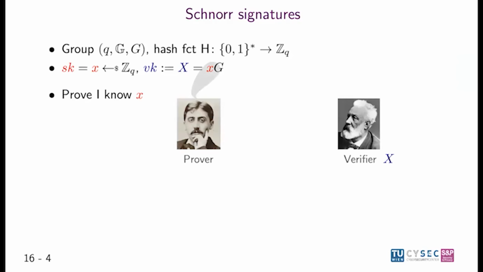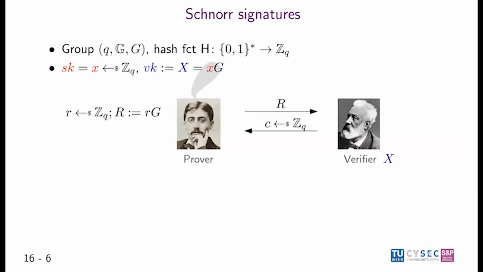Now, to show how signing works, it's instructive to look at where this Schnorr signature actually comes from, and it's from an identification protocol. So meet Marcel Proust, the prover, and Jules Verne, the verifier. They run a protocol where the prover convinces the verifier that he knows the secret key corresponding to the public key. So how is this done? The prover starts by generating an ephemeral key pair. So it picks a random scalar r, computes the group element r times G, sends it to the verifier. The verifier chooses a random challenge c in ZQ, and the prover should now reply with the r that he picked before plus the challenge times the secret key.